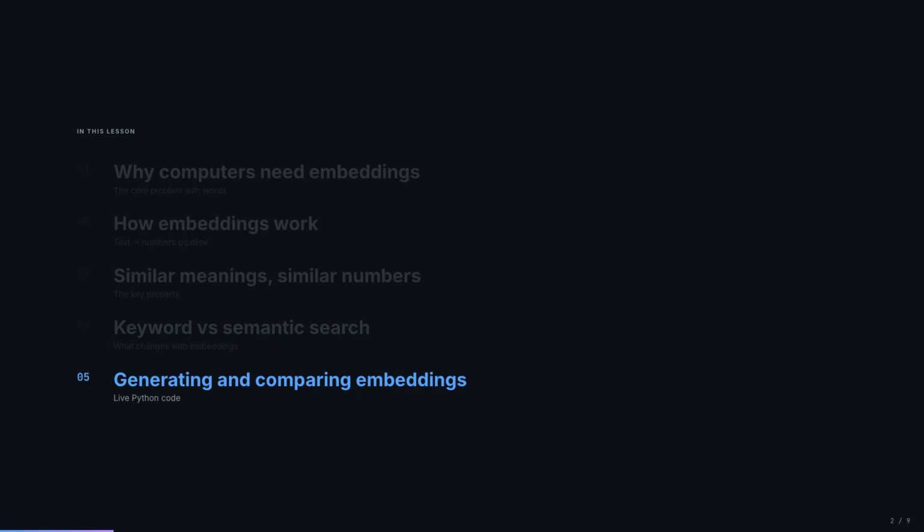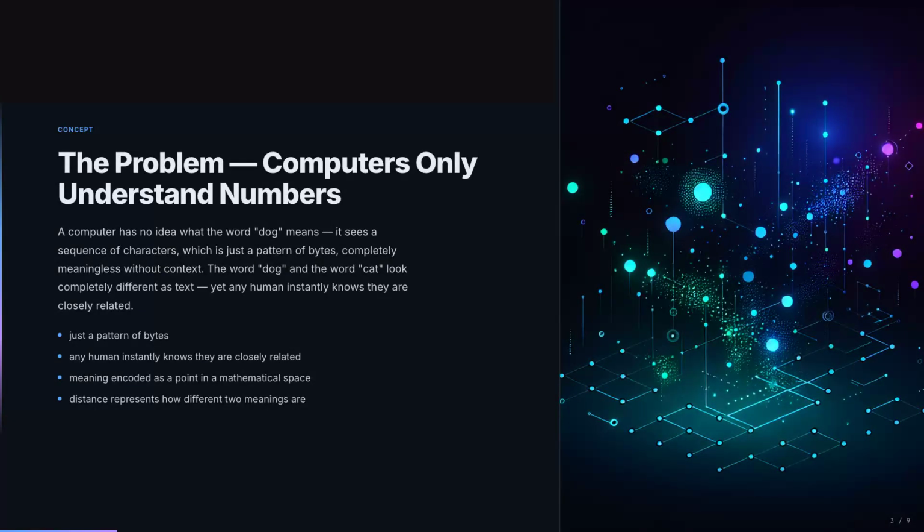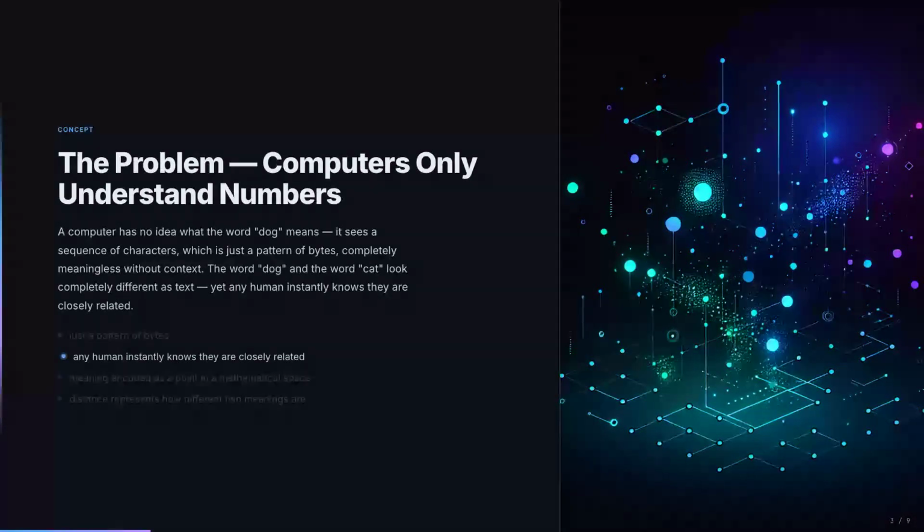Let us get started. A computer has no idea what the word dog means. It sees a sequence of characters, which is just a pattern of bytes, completely meaningless without context. The word dog and the word cat look completely different as text, yet any human instantly knows they are closely related. For an AI to understand language, it needs a way to represent words as numbers so that words with similar meanings produce similar numbers.